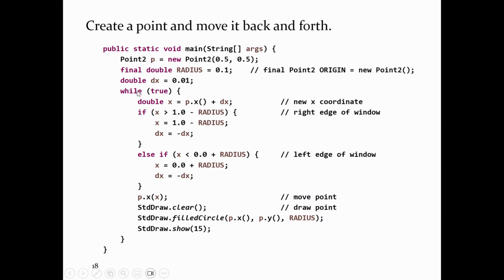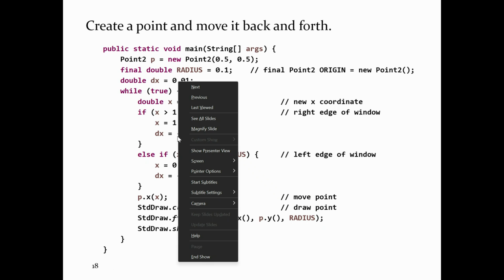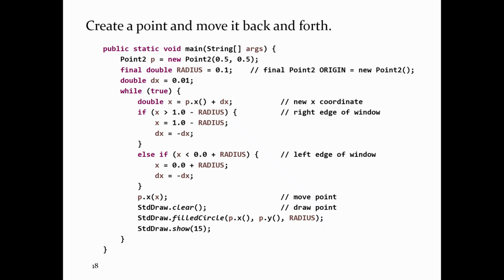So it just sits in an infinite loop. While true, we're going to ask the point, what is its x coordinate? And we're going to move it by some amount dx. So dx here is set to 0.01. When we want it to move to the left, you just change the sign of dx, so you make it negative. When you want to move it to the right, again, you change the sign of dx, so you negate dx. And that causes the ball to bounce back and forth.